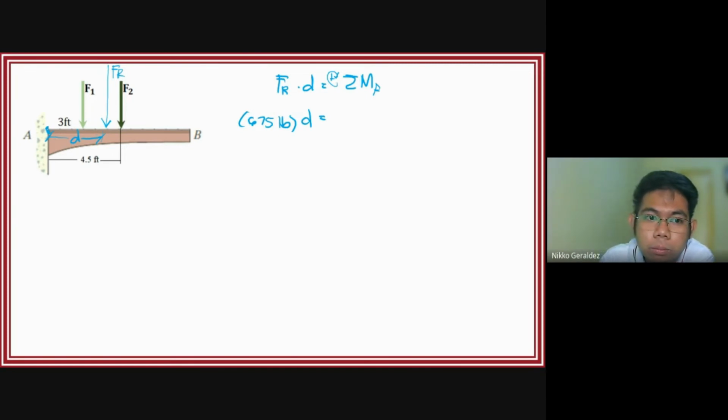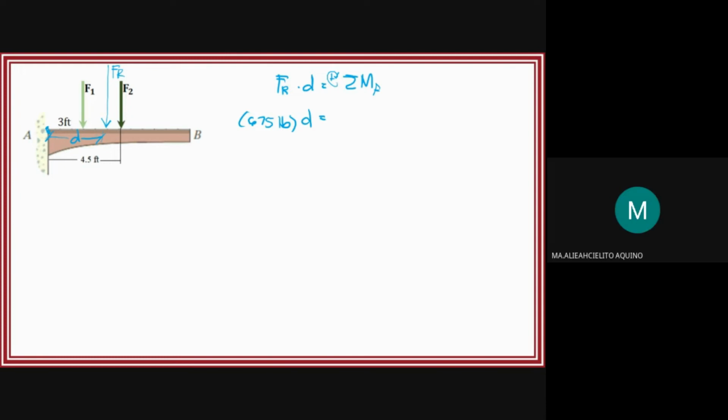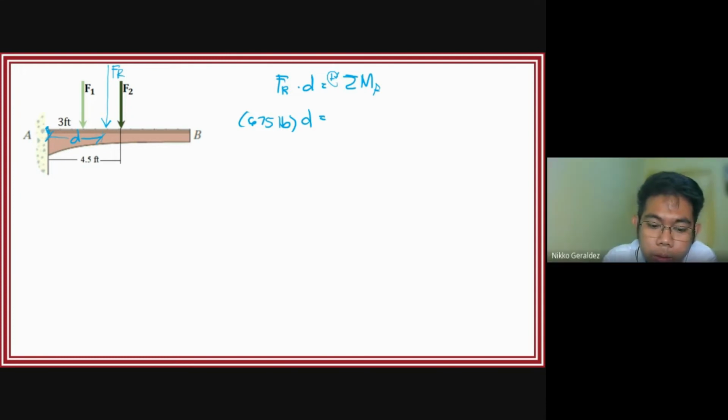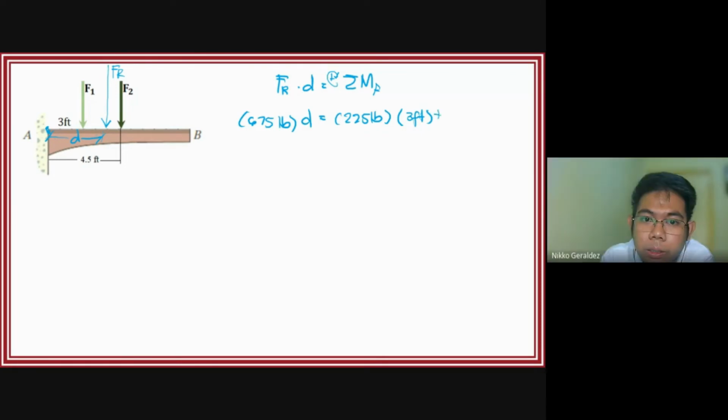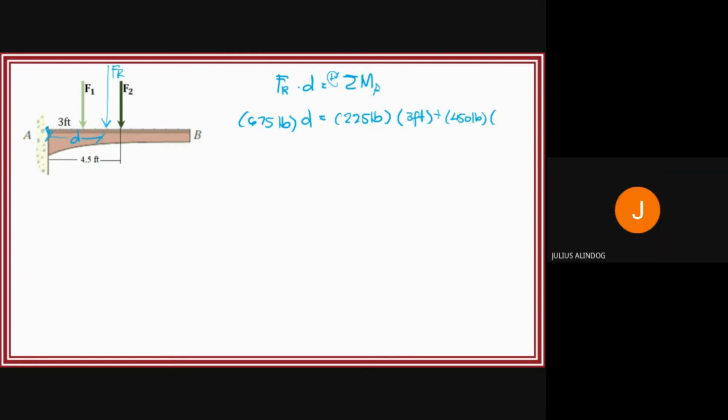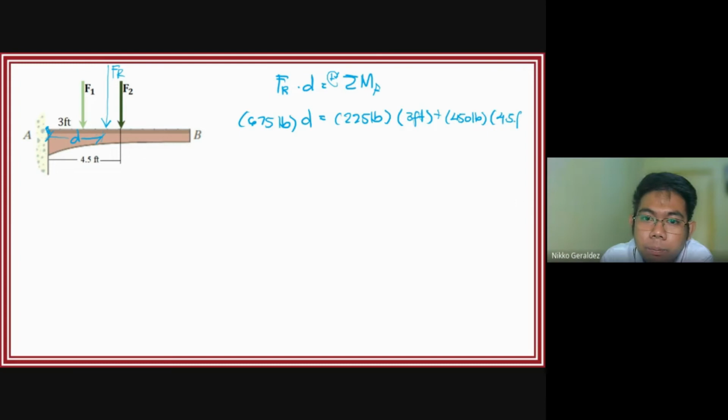F1, clockwise. So, that is positive 225 pounds times the perpendicular distance, 3 feet. The next, F2, clockwise. So, plus 450 pounds. What is the perpendicular distance? 4.5 feet.